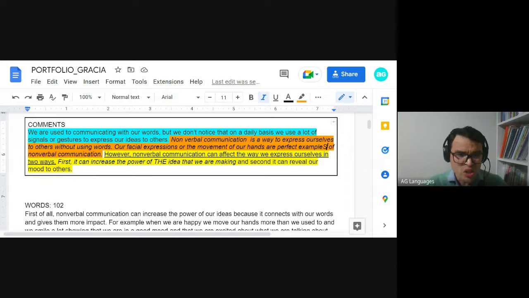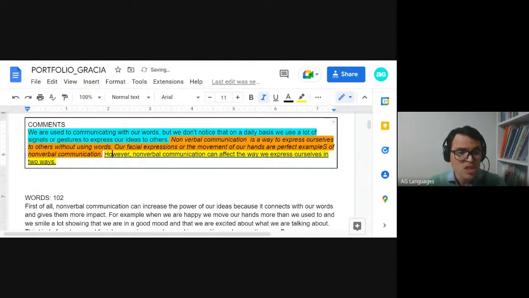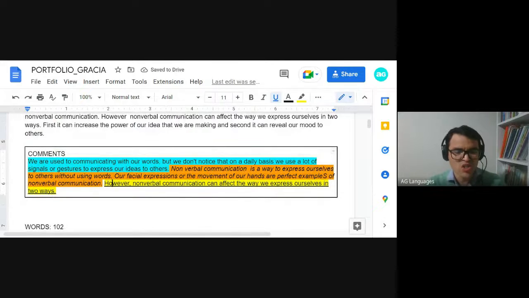Now, here, I don't really like this thesis statement because you have two sentences that are saying basically the same thing. So I would get rid of this one because you don't need it. And I would just stick to this short thesis statement because here I can see that nonverbal communication can affect the way we express ourselves in two ways. So this is about the effects, or two effects, of nonverbal communication, right?